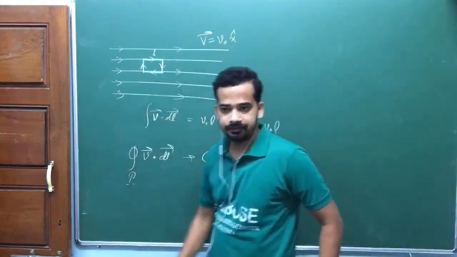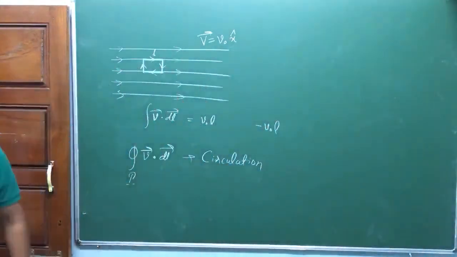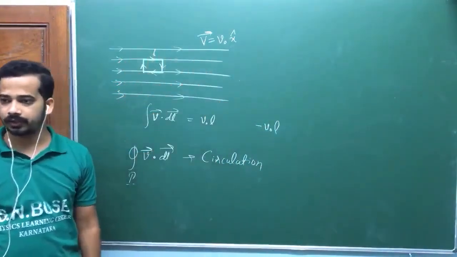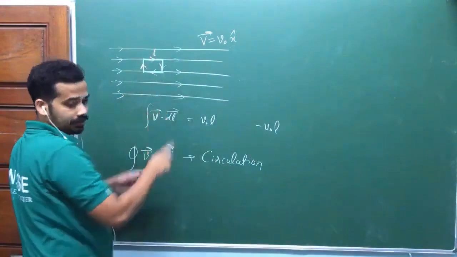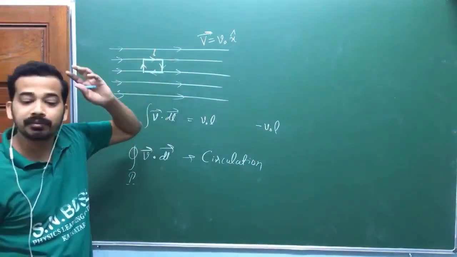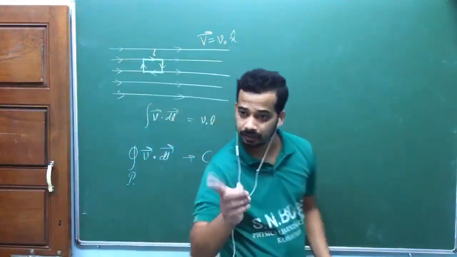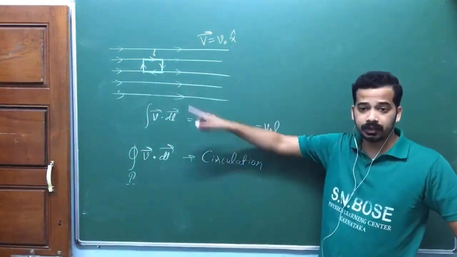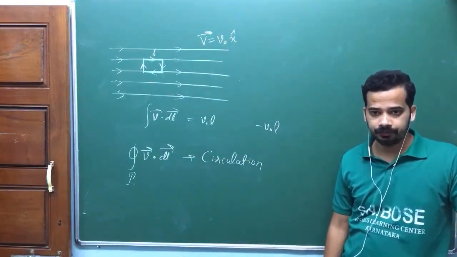Wherever you take this kind of closed line integral, you will have circulation 0. It need not be square. Here I have taken a square shape because it is simple. It can be any shaped closed line integral, and you will have a closed line integral of 0. Here, for simplicity, I have taken a square. Is that okay?